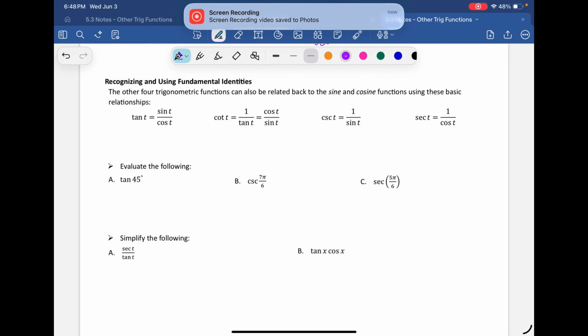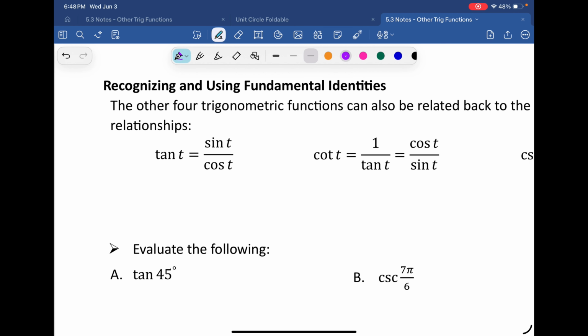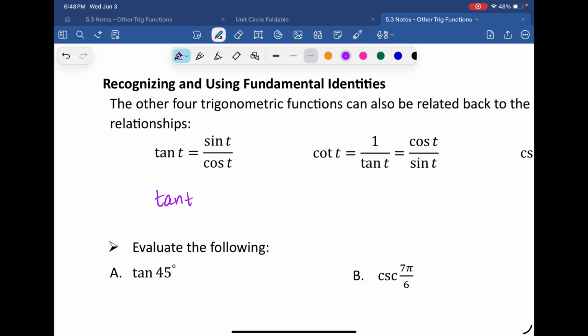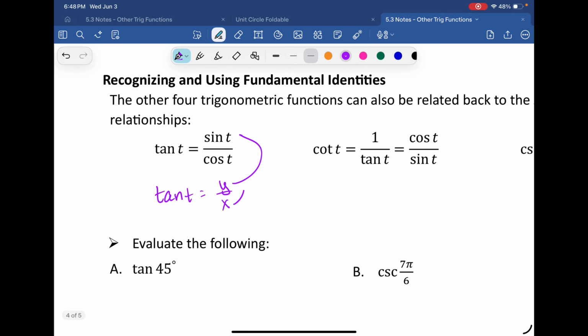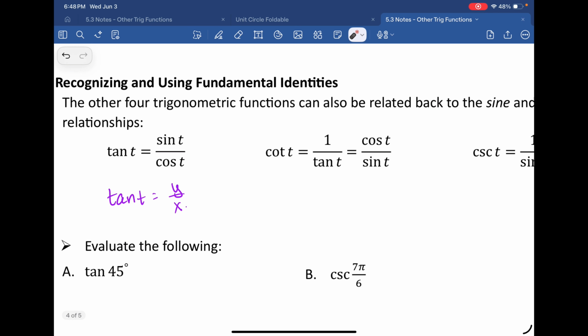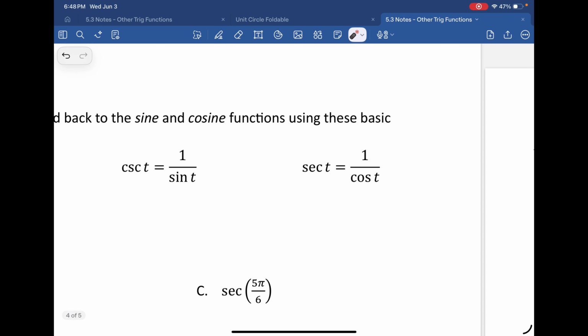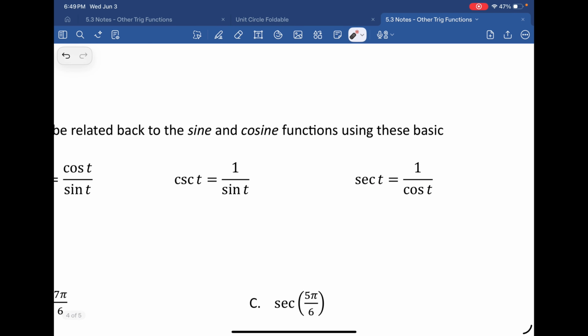So we spent a lot of time talking about sine and cosine as x and y. But if we put those back, we know tangent is y over x. Well, y is sine and x is cosine. So instead of just thinking in terms of y and x, I can think of tangent in terms of sine and cosine. So tangent is sine over cosine. That would make the reciprocal cotangent cosine over sine. Cosecant being the reciprocal of sine, 1 over sine. And secant being the reciprocal of cosine, 1 over cosine.